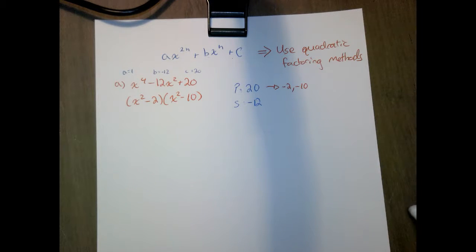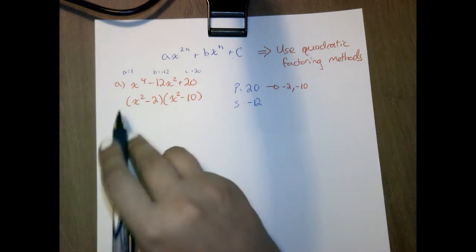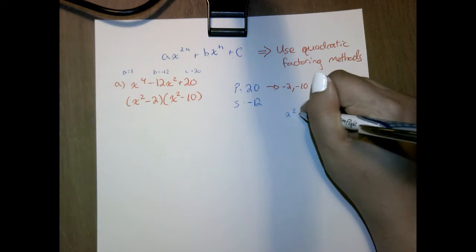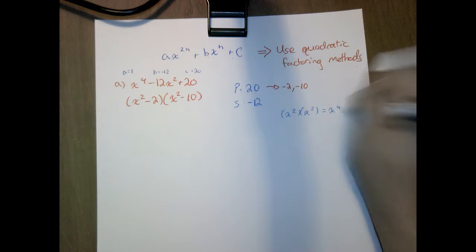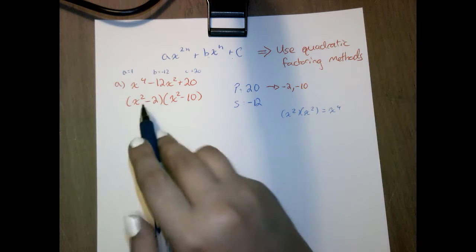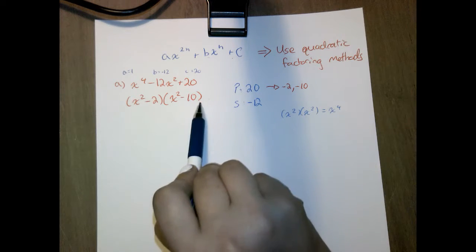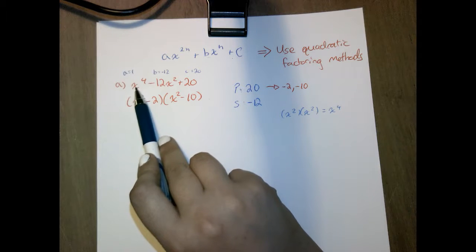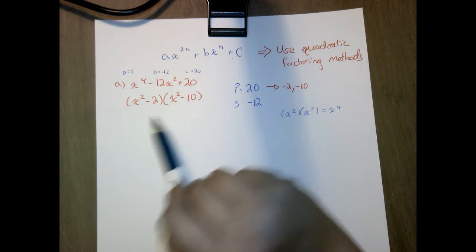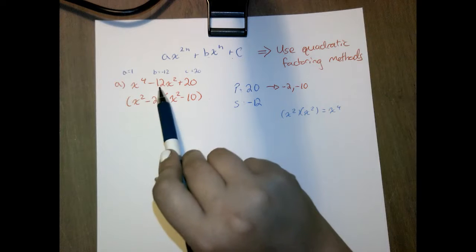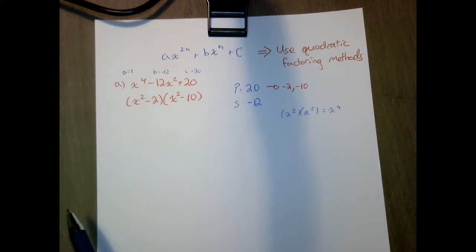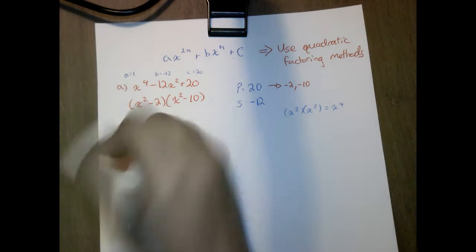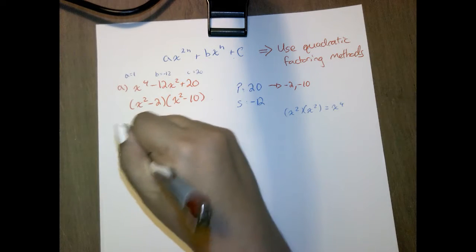And the reason why I'm using x squared is because x squared times x squared is going to equal x to the power 4. Right? So if I were to expand all of this out, I would get x to the power 4 minus 2x squared minus 10x squared, which would add up to minus 12x squared, and negative 2 times negative 10, which is plus 20.